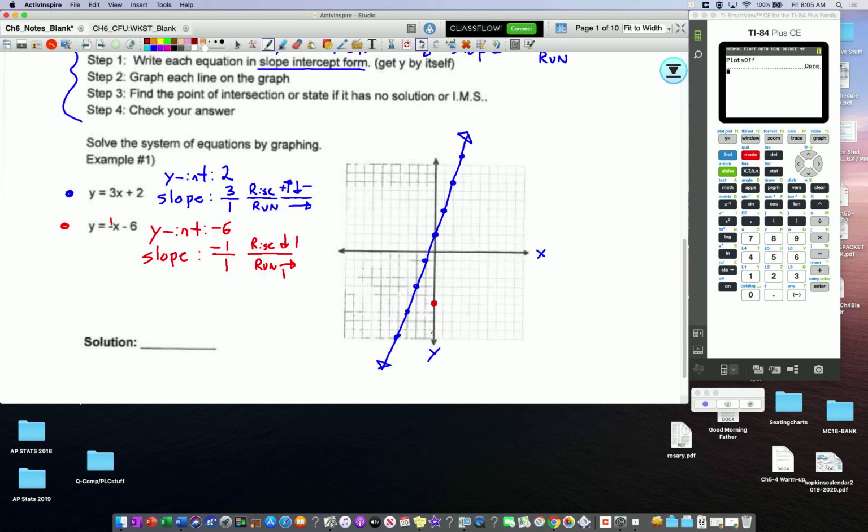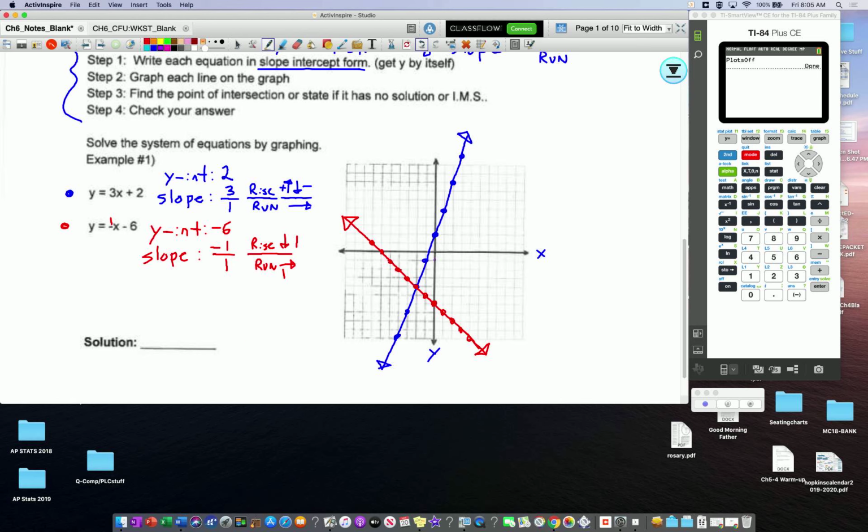So I'm going to go down 1 to the right 1, down 1 to the right 1, down 1 to the right 1, down 1 to the right 1. If I continue this pattern, it'd be like going up 1, but backwards, back 1, up 1. Ooh, look at that. I found where they've intersected. So I can continue this process, and I get myself my second equation.